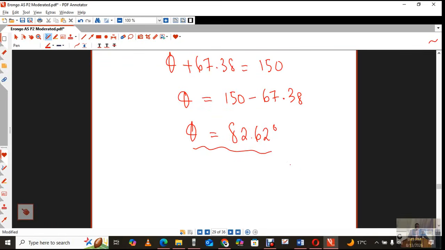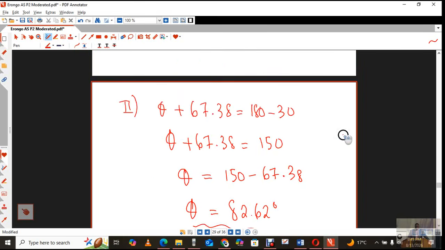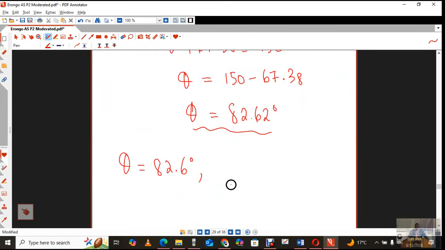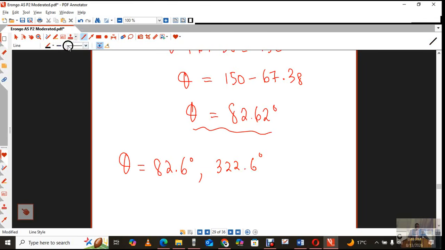So at the end of the day, theta is equal to 82.6 to one decimal place, comma, what was that other answer, 322.6 degrees. These are the solutions.